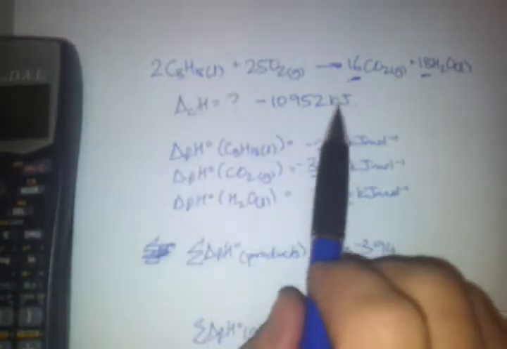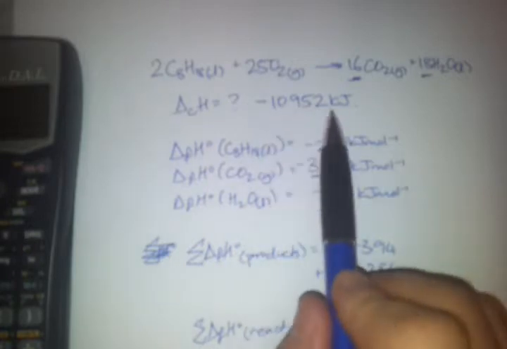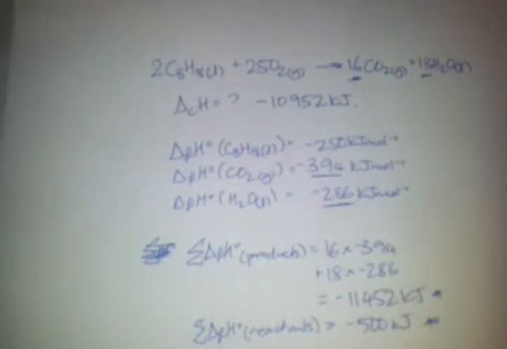Now I'm not putting kilojoules per mole because in the equation I've got 2 moles there. So technically speaking, the right answer is kilojoules because nothing in there is 1 mole. So that would be wrong to write kilojoules per mole. So that's the first way to do it, using enthalpies of formation.